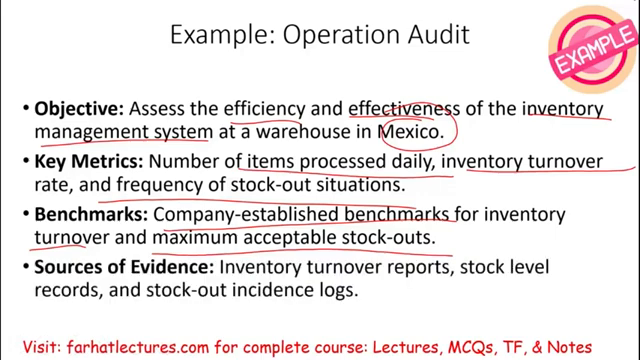Now, the sources of evidence will be the inventory turnover report at the company, the stock level records, and the stock out incident log. We don't want to have a lot of stock out incidents. That could be one of the key metrics. We don't want to run out of inventory. So this is operational audit.